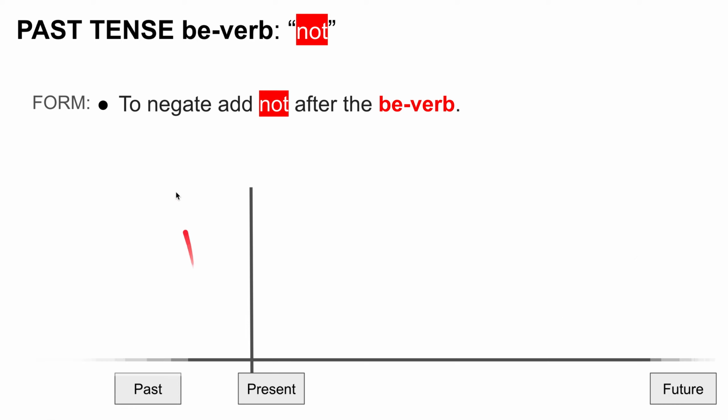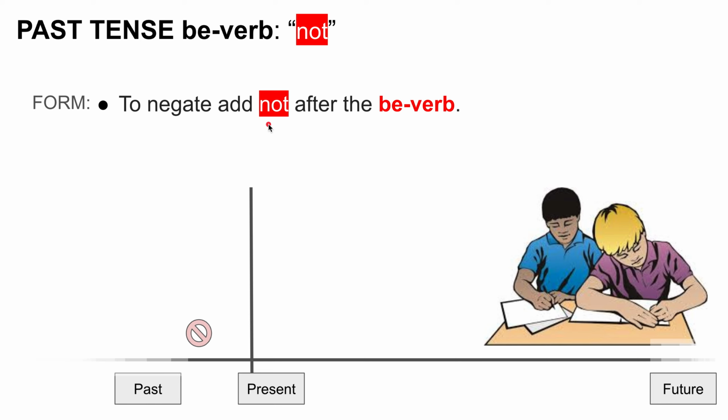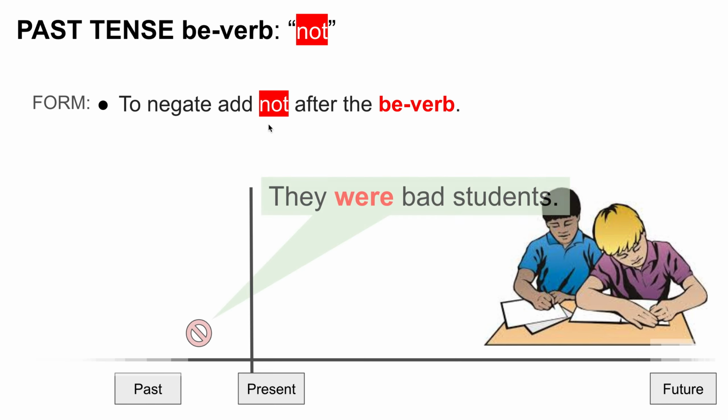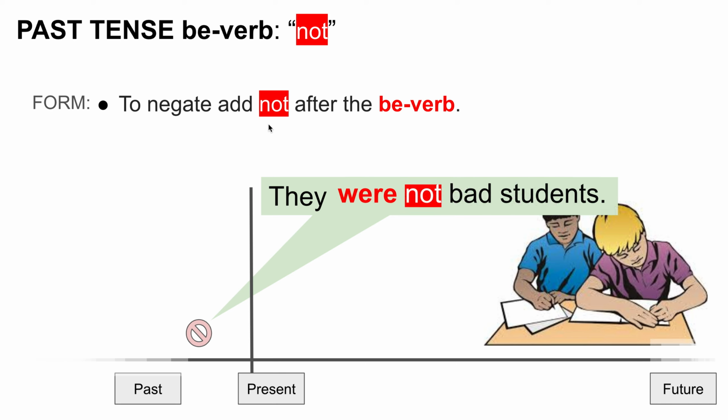Let's look forward to another one. We're going to negate once again. So we're going to add not after the be verb. So we have two students. They're studying. They were bad students? Not true. They were not bad students. So again, we can negate. We add not after the be verb.